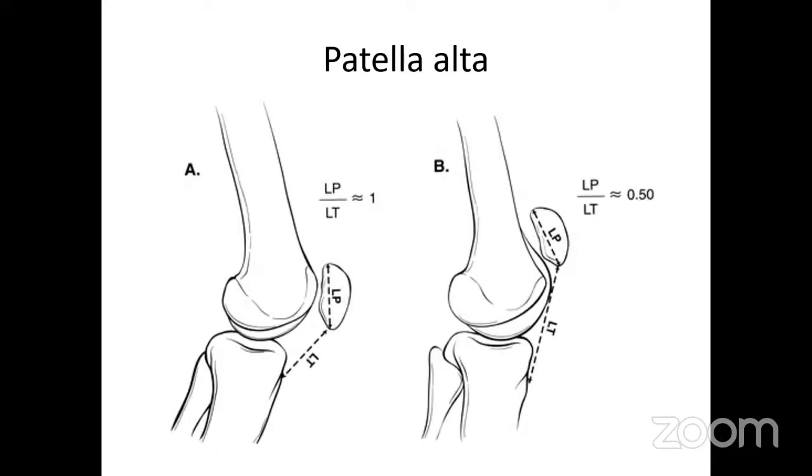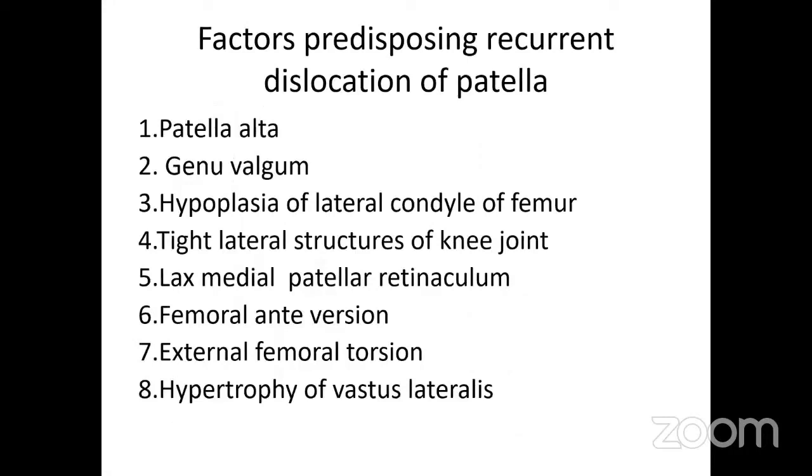If the patella is lying low, it is called patella baja, written as BAJA. If the patella is riding high, it is called patella alta. And remember, patella alta is the most common cause of recurrent dislocation of patella. So, what are the predisposing factors? We already discussed patella alta, genu valgum, then hypoplasia of the lateral condyle of femur, tight lateral structures, lax medial structures, excessive femoral version, then hypertrophy of the vastus lateralis, like that.